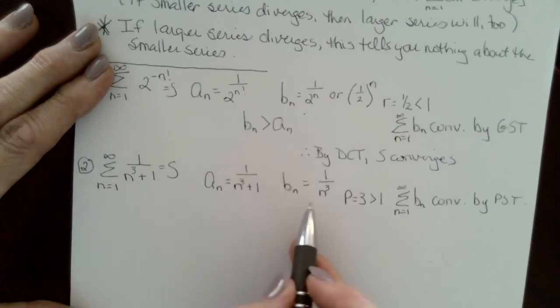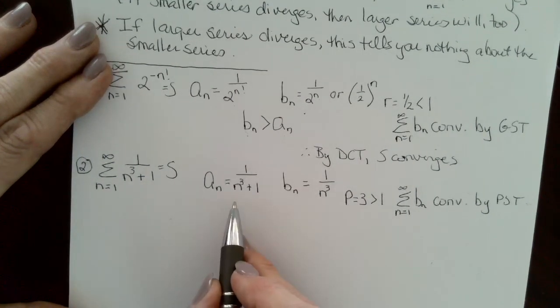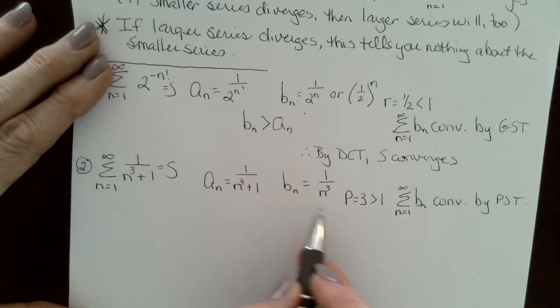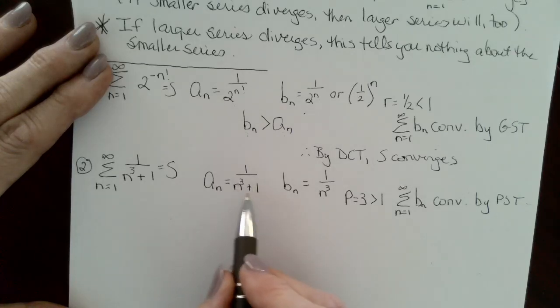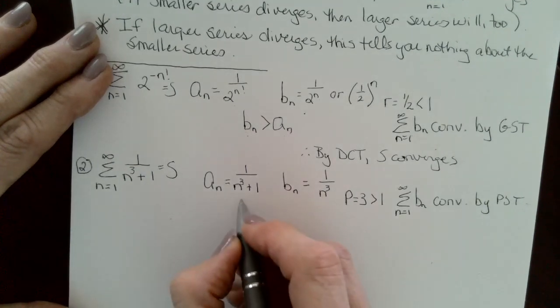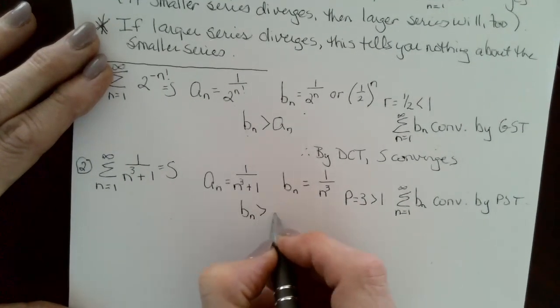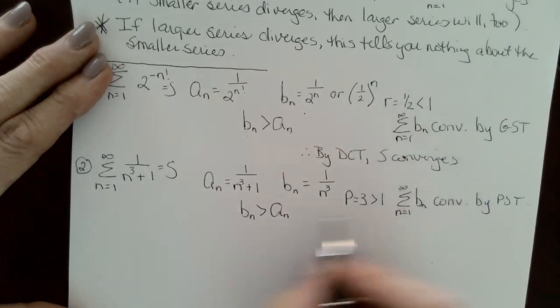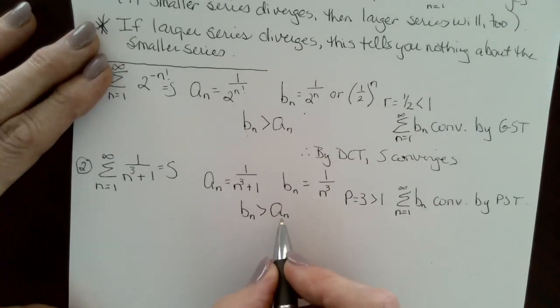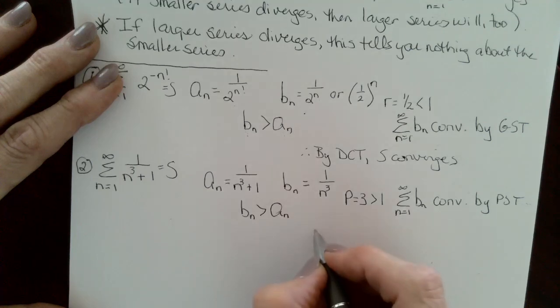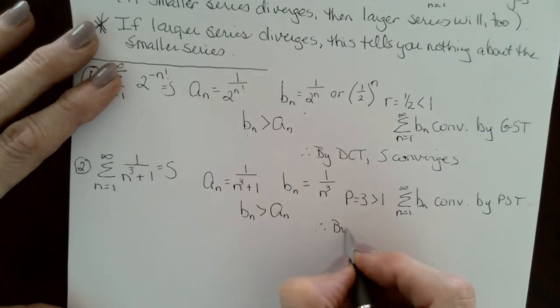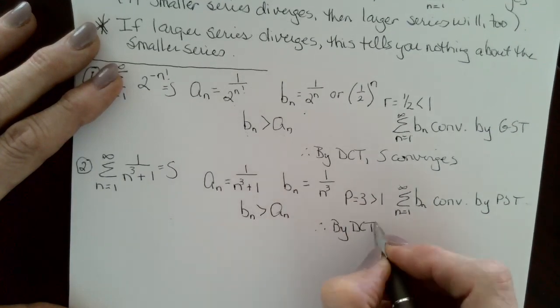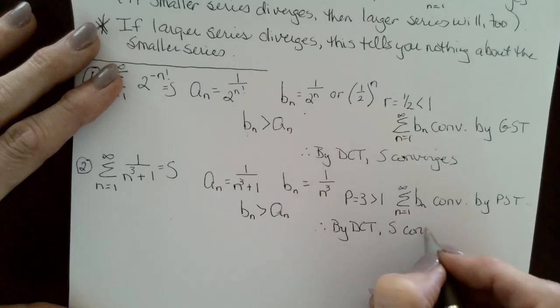Which one's bigger, A sub n or B sub n? A sub n. Yep. This denominator is going to get bigger faster, right? So that this is smaller than this. So I'm going to say B sub n is greater than A sub n. And since B sub n converges, A sub n will too because it's smaller. Okay, so then I'll say by direct comparison test, S converges.